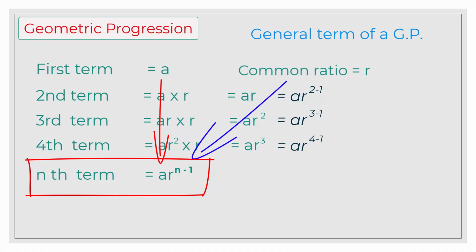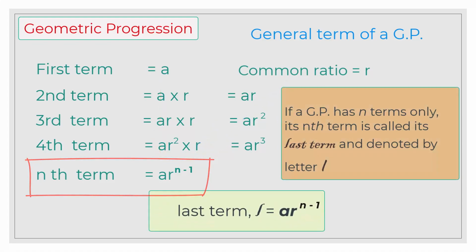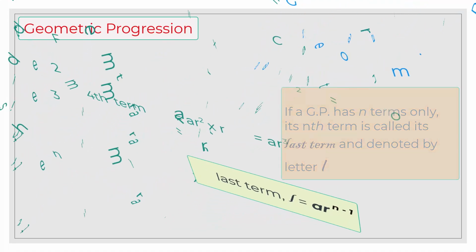This is the general formula for the nth term of a GP with its first term A and the common ratio R. Note that if a GP has only n number of terms, its last term will be AR raised to n minus 1. If the GP has n terms in total, the last term is the nth term. So AR raised to n minus 1 is the nth term, or the last term, of that GP.